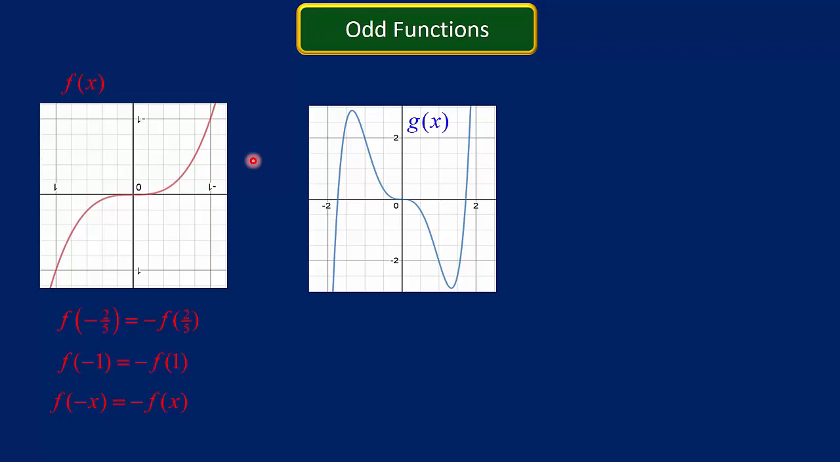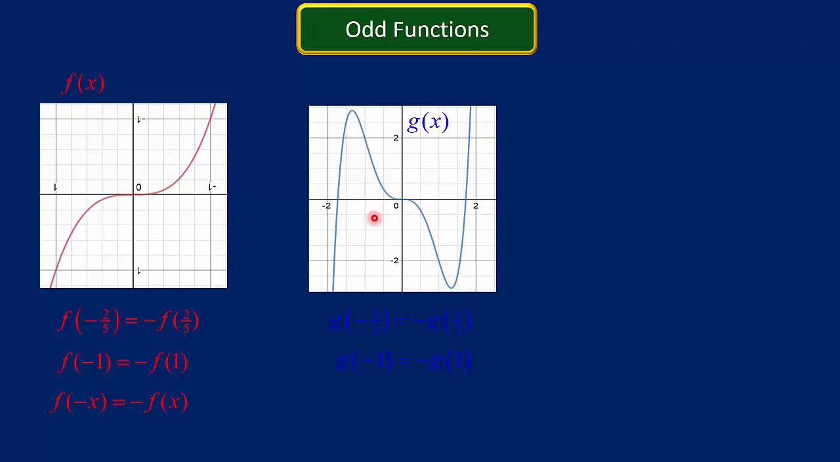Okay, we'll call this one g of x. Now notice if we look at g of negative 1/2, I guess that'd be right here, I get this value. Then if I go over to g of 1/2, I get the same length here, the same distance from the x-axis to the curve, but in the opposite direction. See? So g of negative 1/2 equals negative g of 1/2.